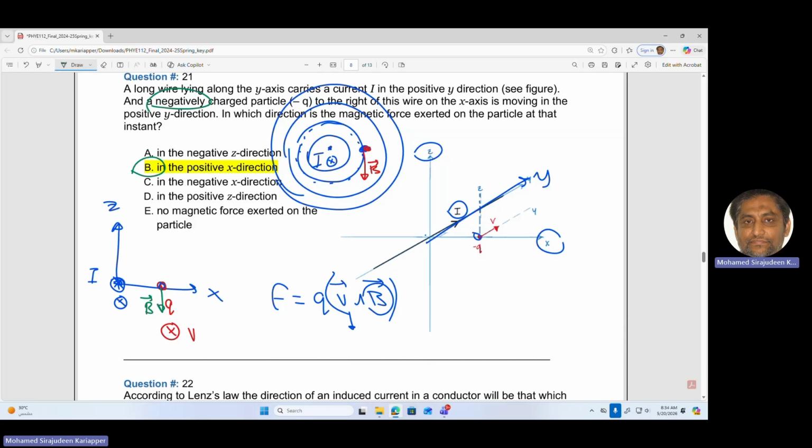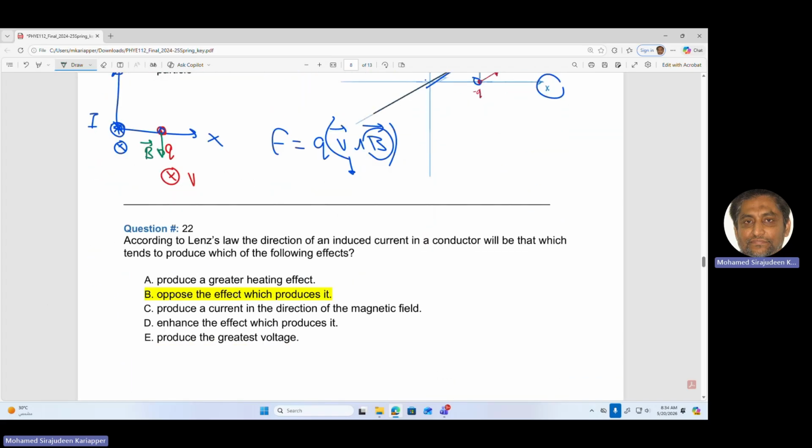Okay, this is in a sense a bit challenging question if you don't know how to apply the right hand rule. Also, the two concepts, because you need to know what is the magnetic field direction. For that, you need to know that for a current carrying wire, the magnetic field will be circles, and whether counterclockwise or clockwise, you have to determine by that.